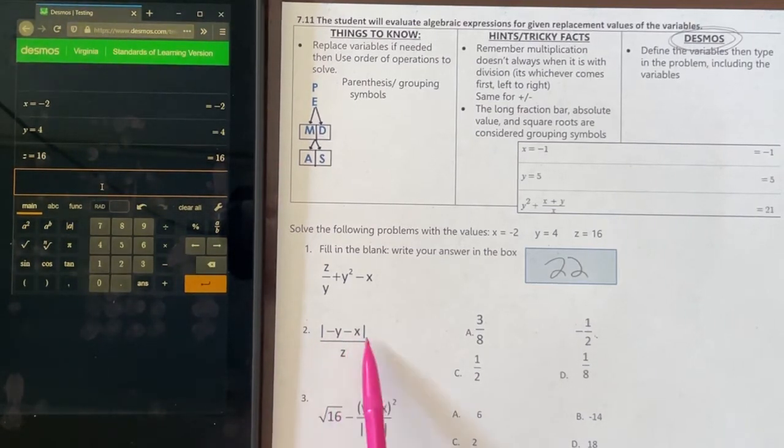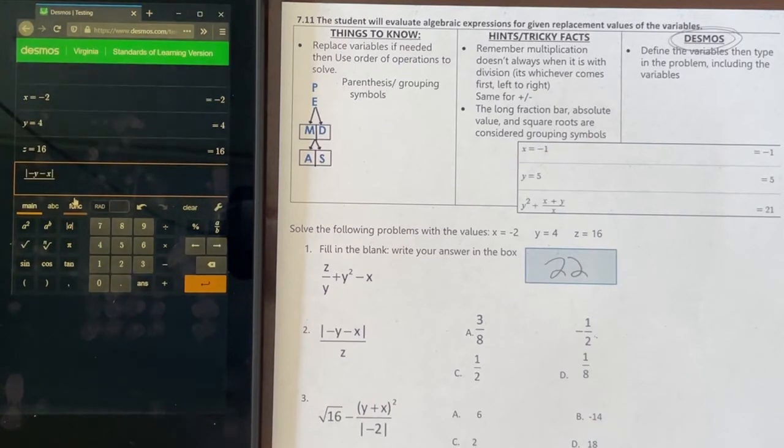Notice that these are not ones or L's, that is the absolute value. So make sure that you can find that absolute value button on that Desmos calculator. Click on it, and you can kind of see, hey, it already starts it, and I can make what I need. So I have -y minus x, and I can close that absolute value, and I can say divided by z. So it's going to be 0.125, which is the same.